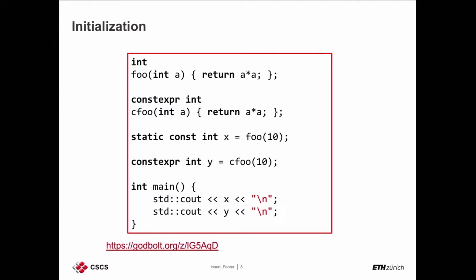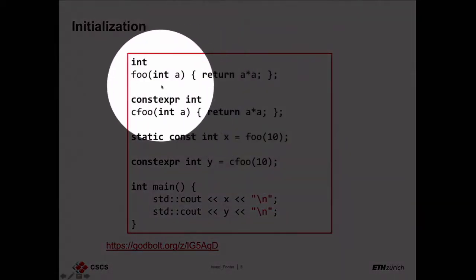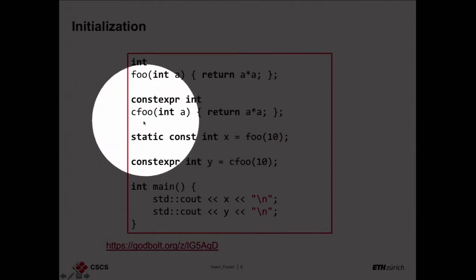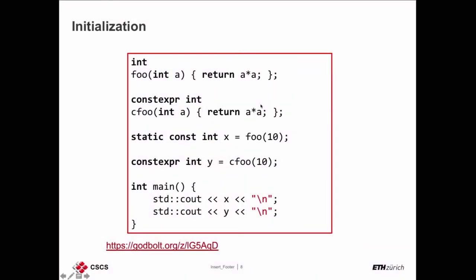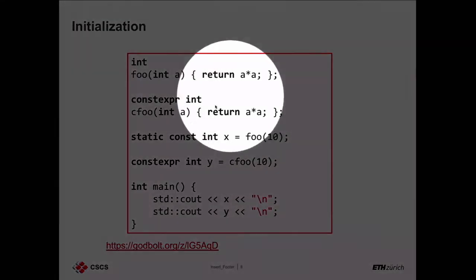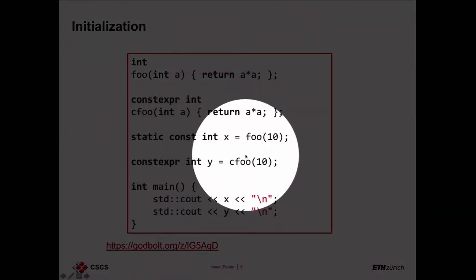You can also use it in initialization. So here I have a function foo that takes an integer and squares it, and a function sifu, which is the constexpr version that squares the number, same signature. Now I can do a static const int x = foo of 10. And this works. And also the second one works. I have constexpr int y = sifu of 10.